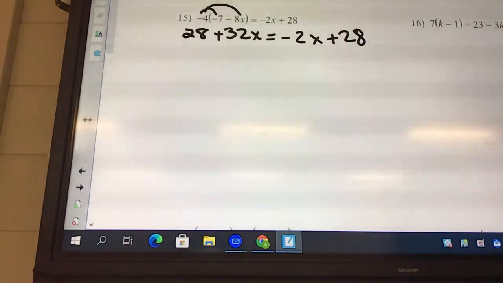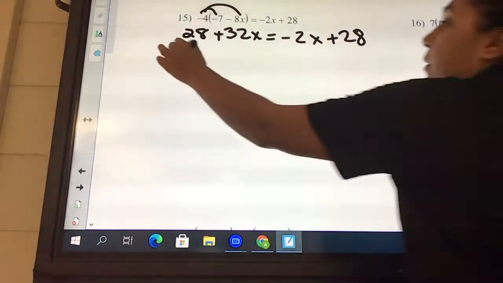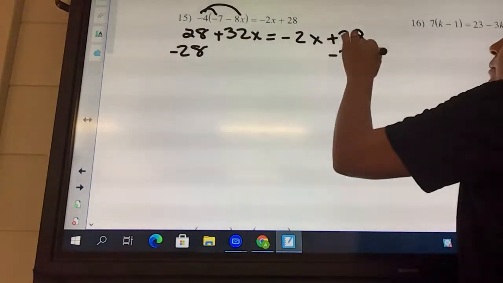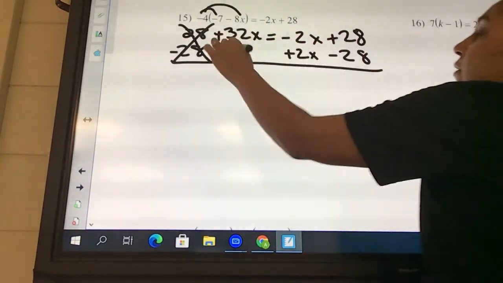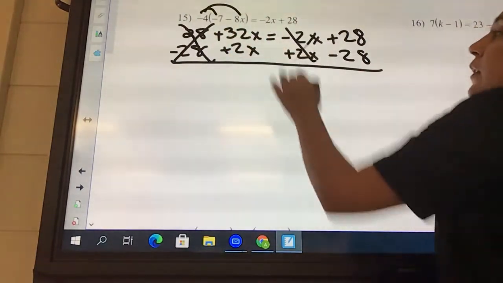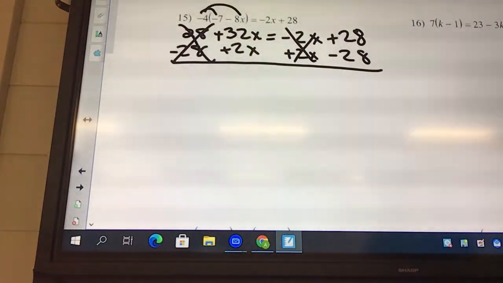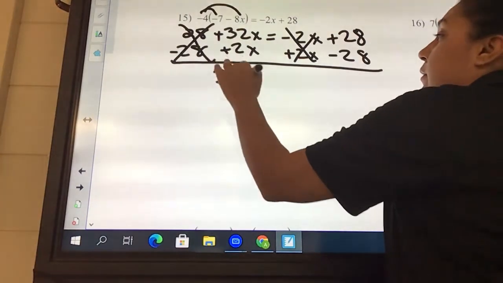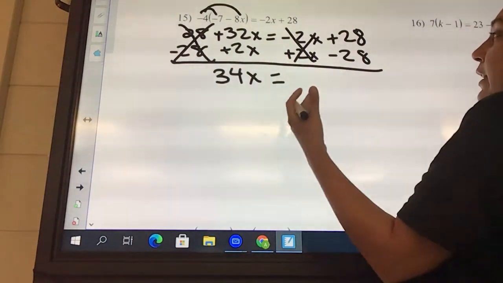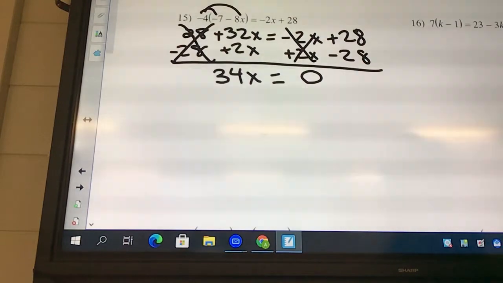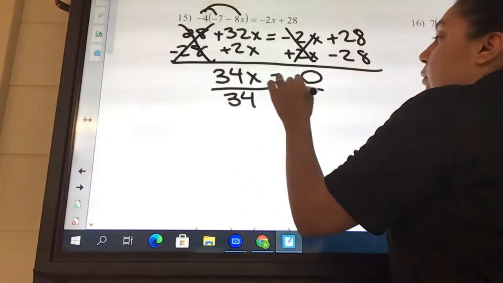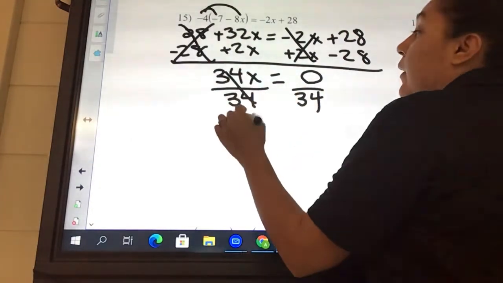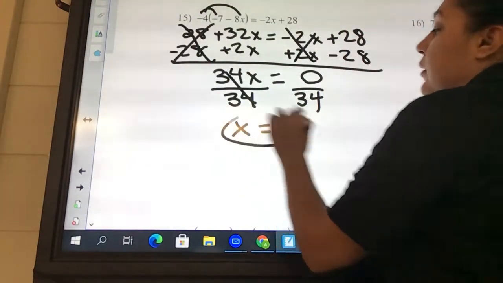Okay, same thing. I need to move my letters to the left and my numbers to the right. So I'm going to move this 28 over, and I'm going to add this 2x to both sides. So 32x plus 2x is going to be 34x equals 28, and 28 is going to be 0. Then I've got to divide both sides by 34. So I got x equals 0.